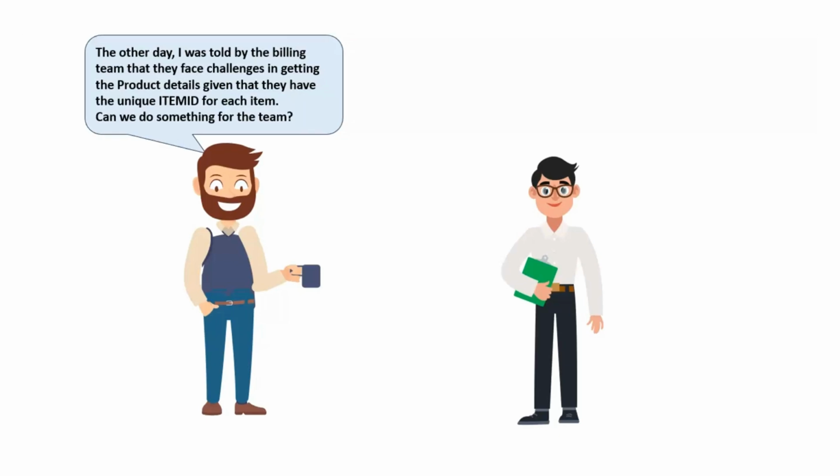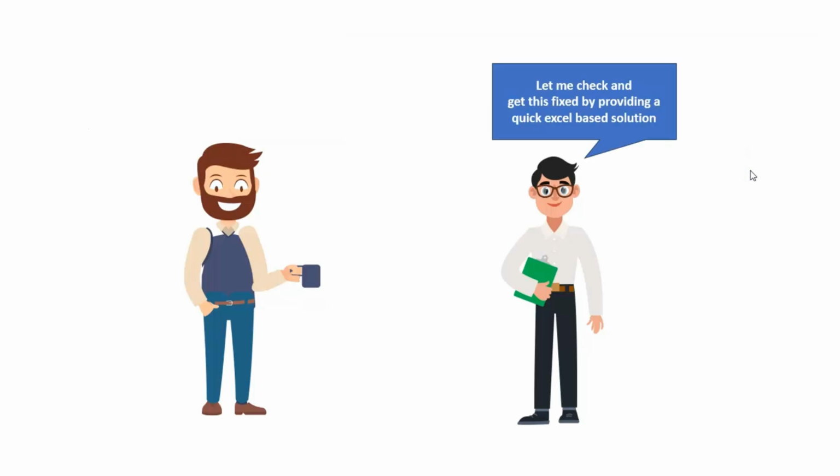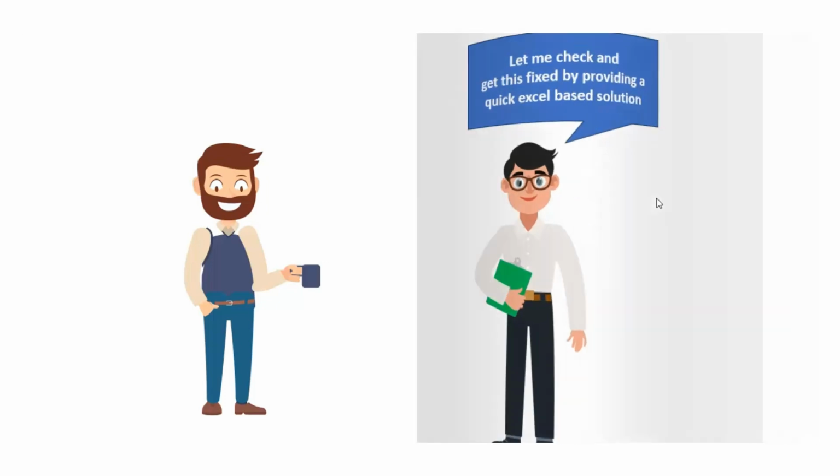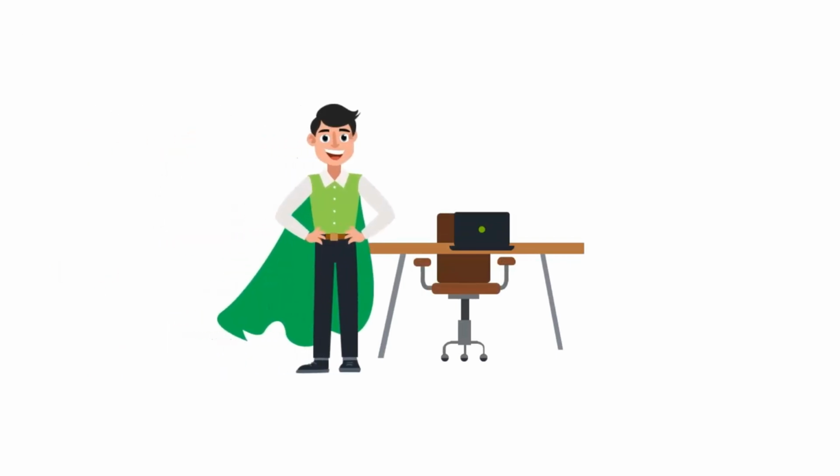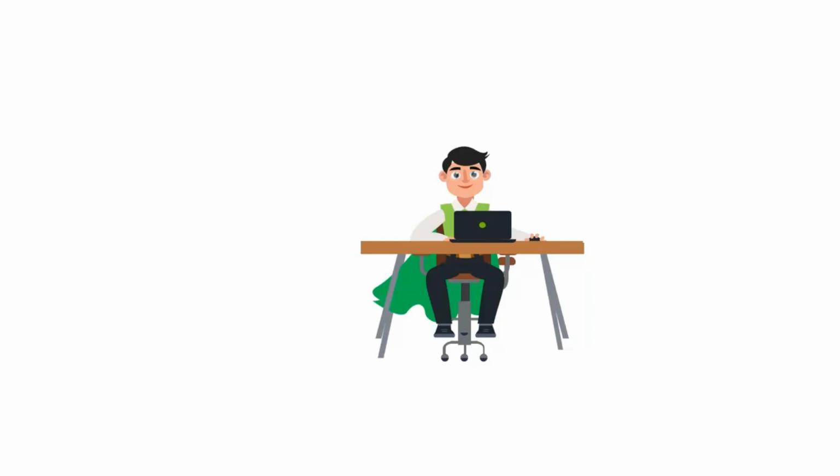Mr. Ram requested Mr. Sham to look into this and suggest a solution for the challenge which the team is facing. Mr. Sham takes a note of the problem statement and assures Mr. Ram to get it fixed on priority. After the discussion, Mr. Sham moves towards his desk to start working on the problem statement.